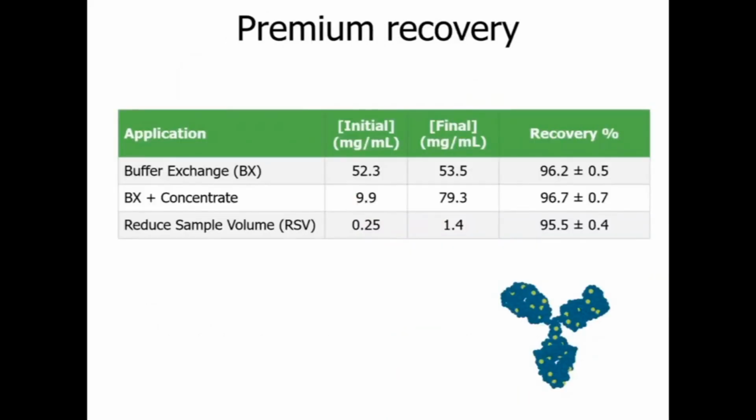This method really has a premium recovery. So for the 3 applications we have, buffer exchange with following concentration, and also reduced sample volume, we have recovery rates that are above 95% in all cases. The system can take up to 8 samples per run. It's a single sample consumable, so no worry about carrying anything over. You can work with volumes between 0.5 milliliter and 8 milliliters, and if you use the reduced sample volume application, you can go down from 384 milliliters.